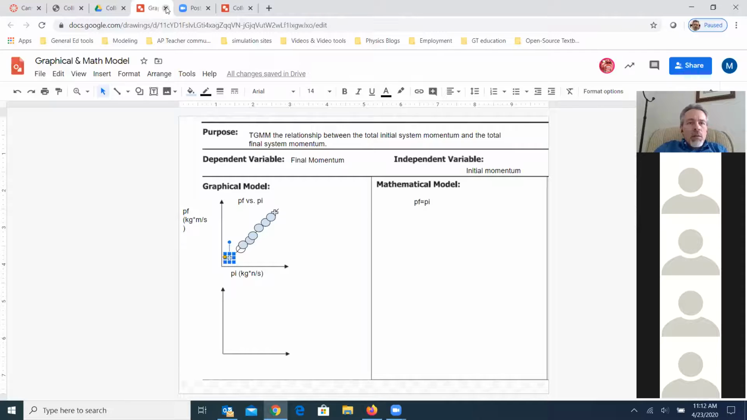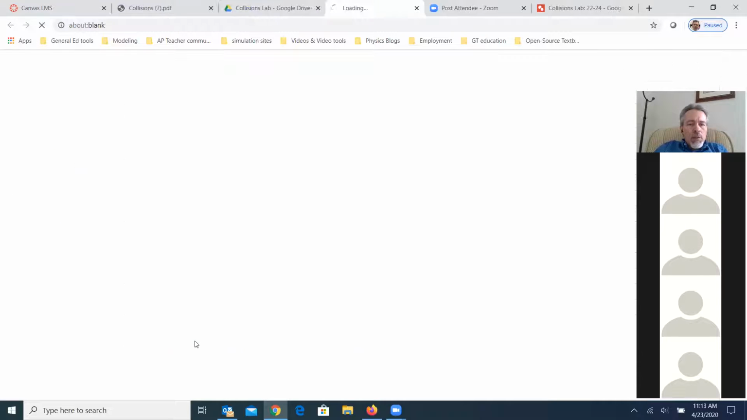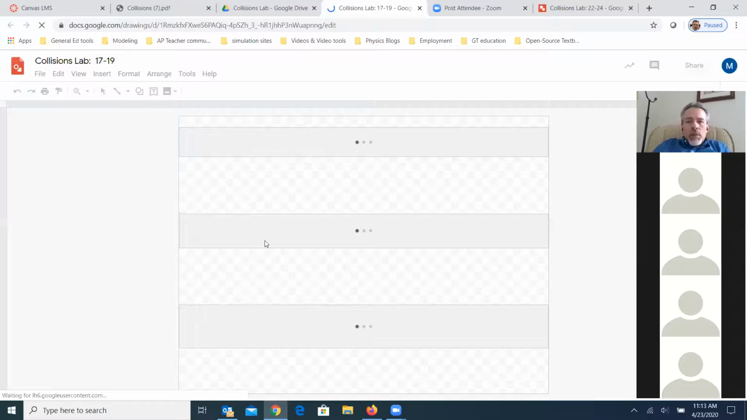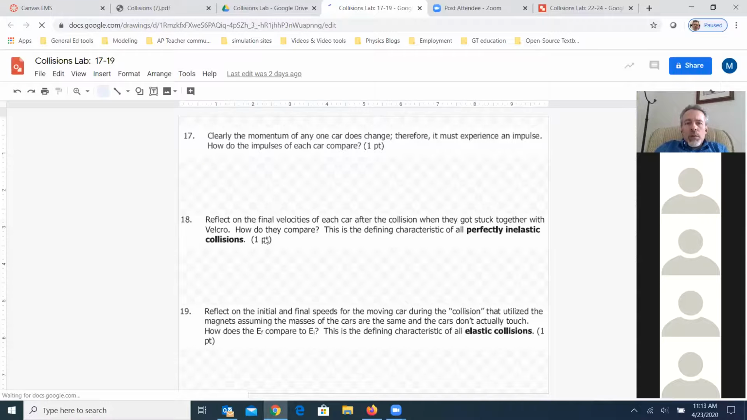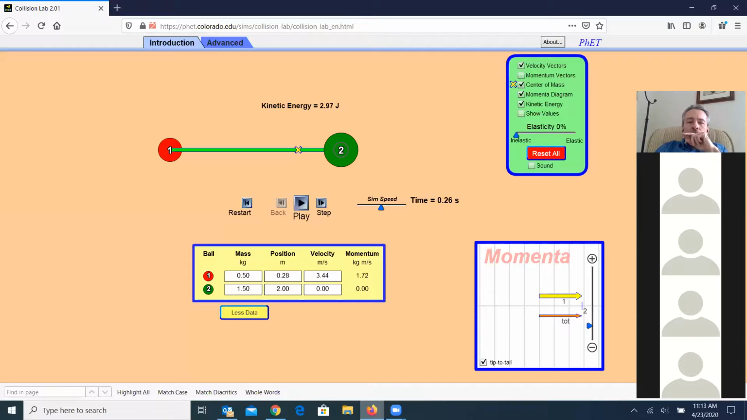Okay, the next part of this we're actually kind of doing together, and that's 17 through 19, because those were those new words that we had to talk about. Let me go back to the lab. So what we just found in this lab is that the final momentum is equal to initial momentum. But think about the lab before this. We found out that impulses cause changes in momentum.